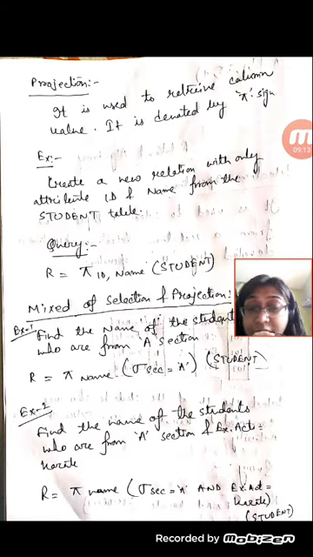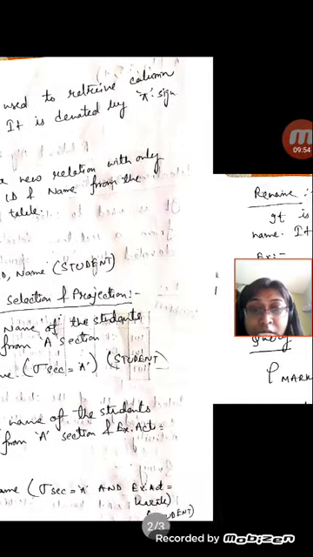So I have mentioned pi name, because we are retrieving a column value, that is the name value. Then there is a data condition, which is section equal to A and extracurricular activity equal to karate. So I have to mention the condition under sigma. So sigma section equal to A and extracurricular activity equal to karate, and from which table are we extracting? That is the student table. So the whole expression is based on selection and projection operations.